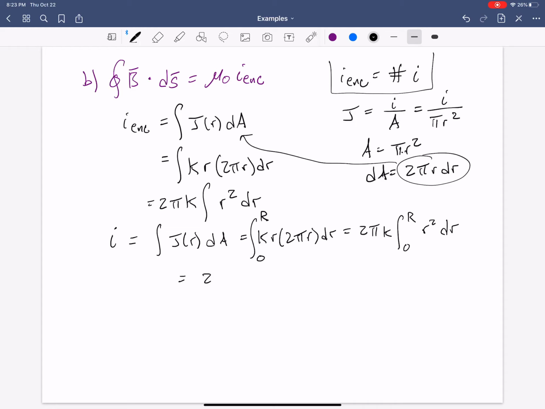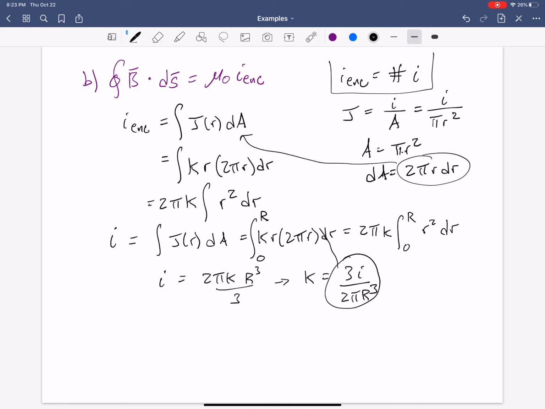And this gives us, what is that? Capital R cubed over 3. And that's the value for the entire current through the entire wire. And the 2 pi is constant. The capital R is constant. So thus we can solve for an expression for our K value. Right? And this expression here is constant.